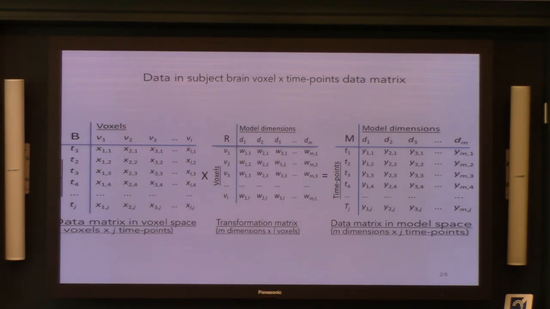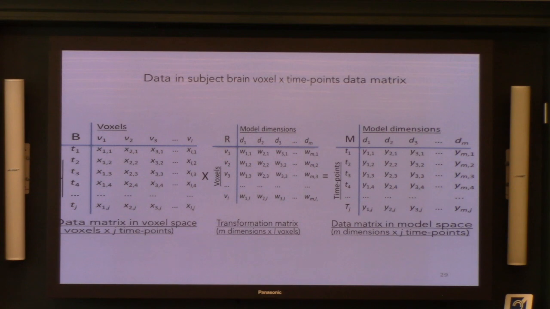So does this work? This is showing the math again in a different format. This is the original brain data matrix. Voxels are columns, time points are rows. So each row is a pattern of activity. And we derive this transformation matrix, and it has voxels in the cortical area, and then the dimensions in the model. The way we do it, the dimensions are the same number as the voxels, but that's not necessary. And with that, we get this.